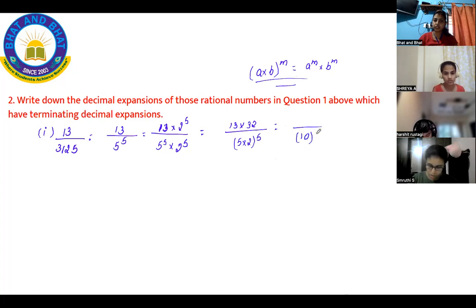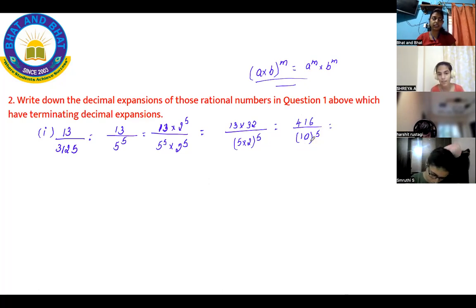This is 10 raised to 5. What is the numerator? You have to tell me. It's 416. How much? 416. Okay, so it is 416. So now your answer is finished.